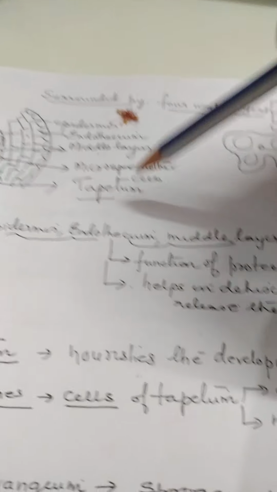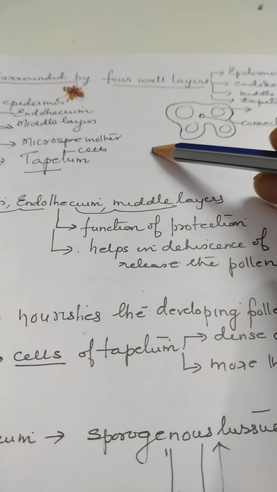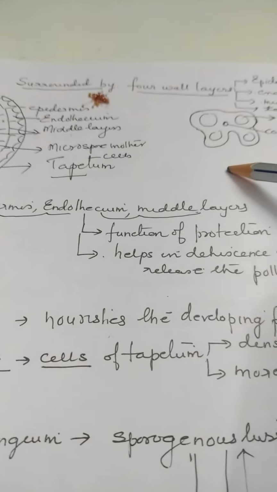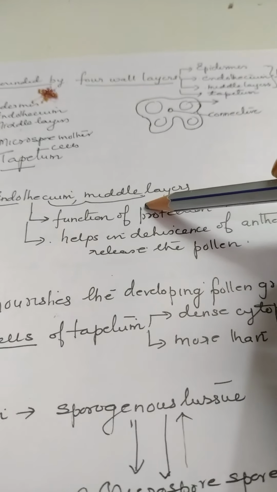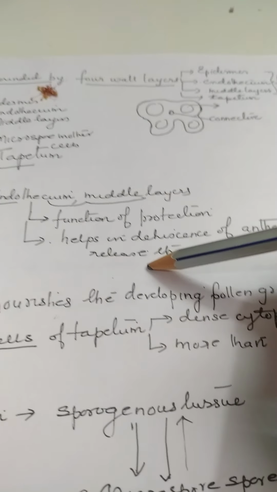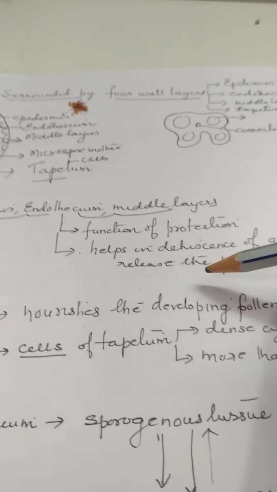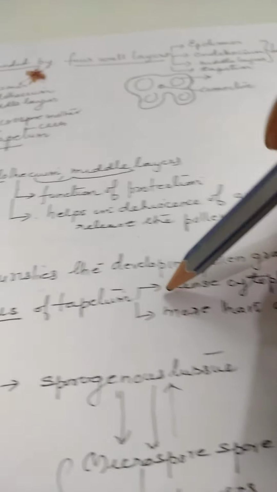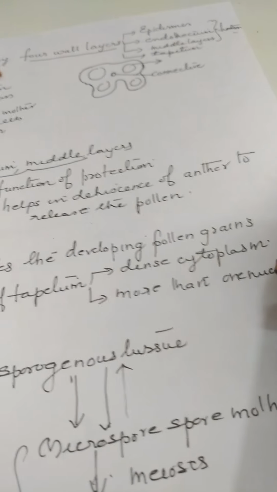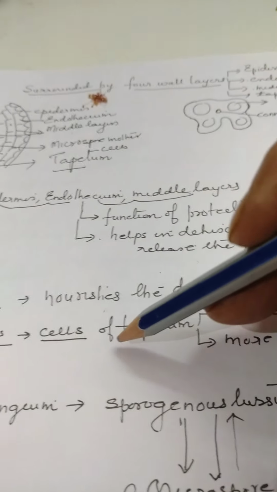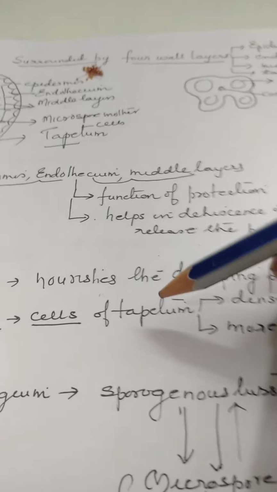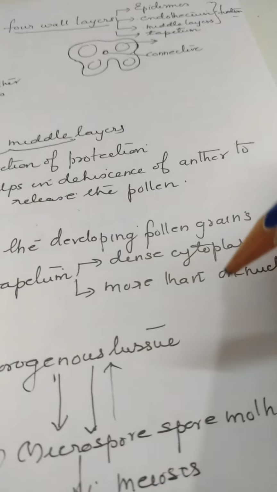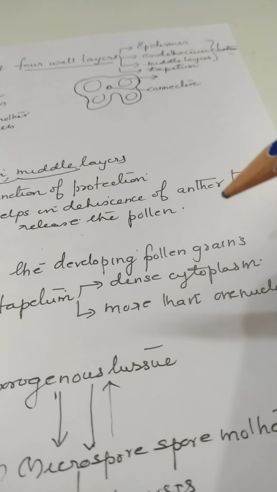Now here this epidermis, endothecium, middle layers, their function is to protect, and they help in the dehiscence of the anther to release the pollen. Now the tapetum layer, its function is to nourish the developing pollen grains. If you just see the features of the tapetum cells, you can see that the cells of the tapetum have got dense cytoplasm, and they have more than one nucleus.